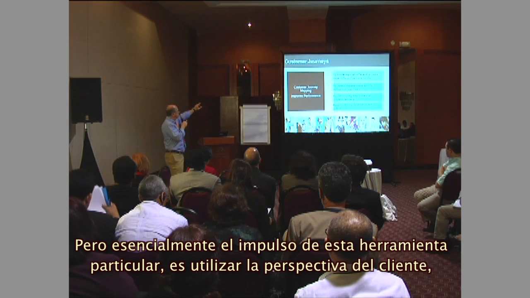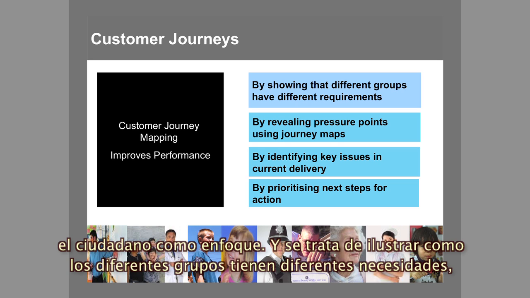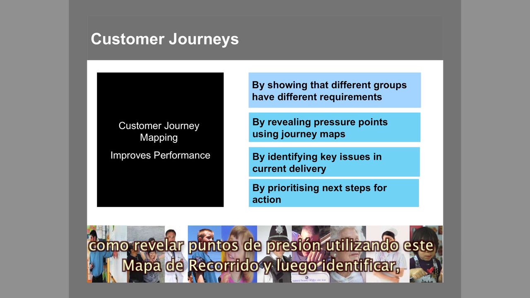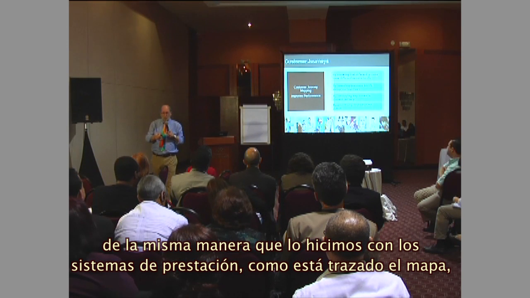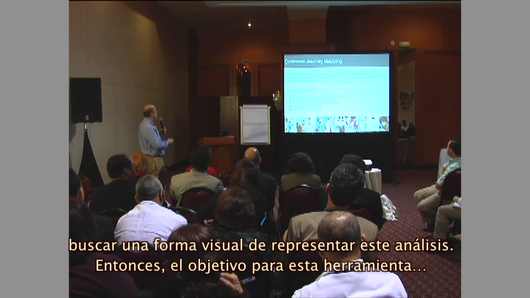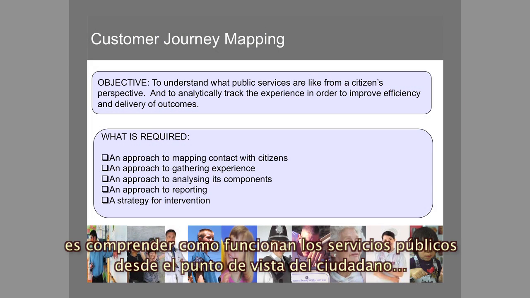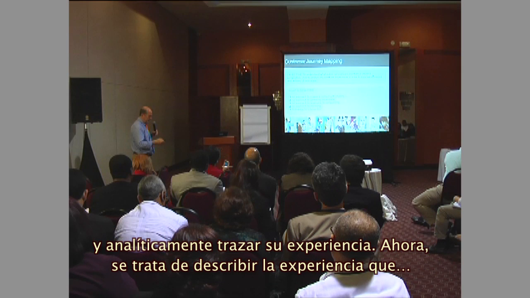But essentially the thrust of this particular tool is about using the perspective of the customer, the citizen, as the focus. It's about showing how different groups have different requirements, revealing pressure points using a journey map, and then identifying, in much the same way as we were talking about with the delivery system, a visual way in which you can represent that analysis. So the objective on this one is to understand what public services are like from a citizen's point of view, and to analytically track their experience.